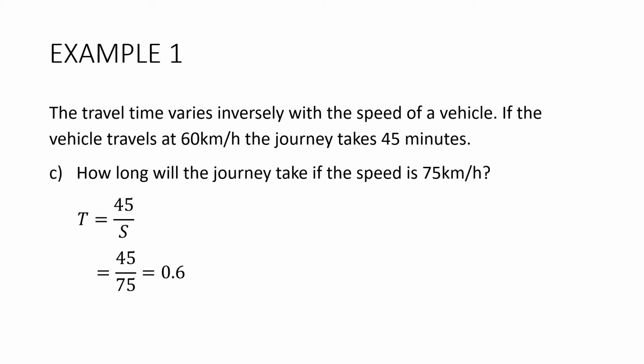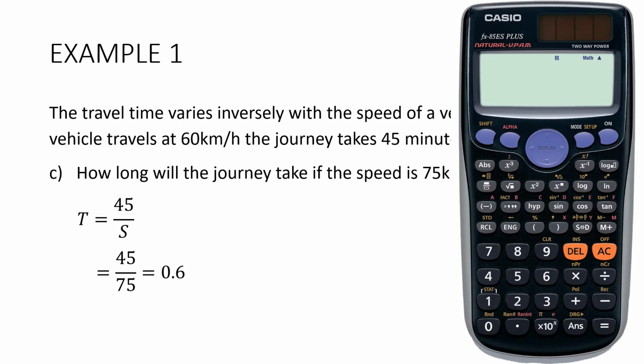Now I'm going to show you a trick. On your calculator, if you use this button, which I sometimes fondly call the bubble button, it's going to convert any decimal to base 60. And of course time is base 60, isn't it? There are 60 minutes in an hour. So once you've got 0.6, just press that button and it's going to give you this, which means 0 hours, 36 minutes. So the journey takes 36 minutes.